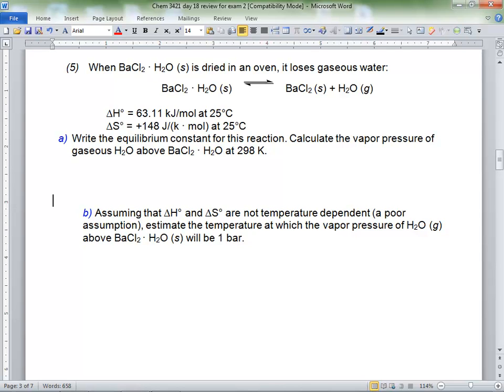Barium chloride hydrate is dried in an oven. They give us delta H0 and delta S0. Write the equilibrium constant for this reaction. Calculate the vapor pressure of gaseous water above barium chloride at 298.